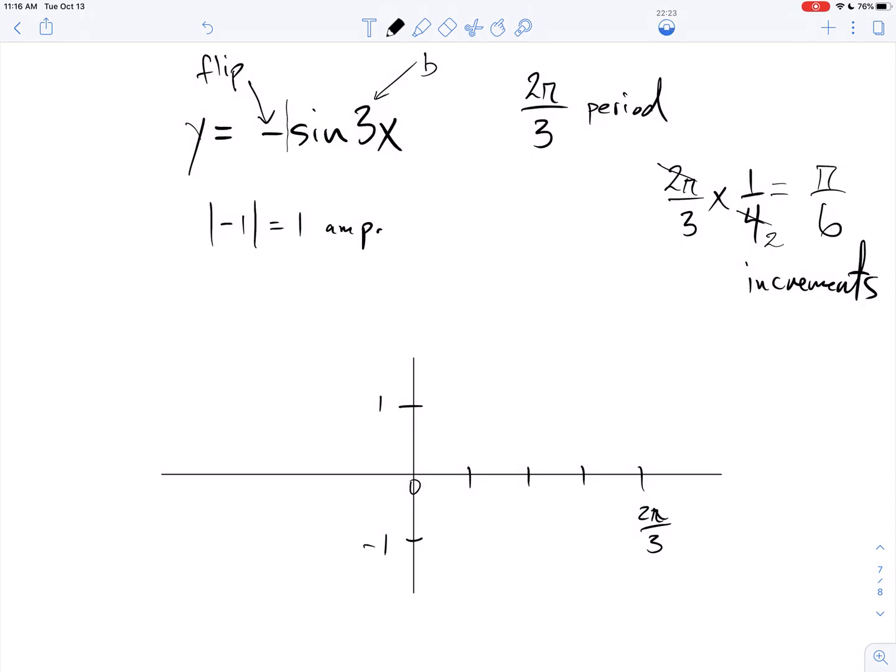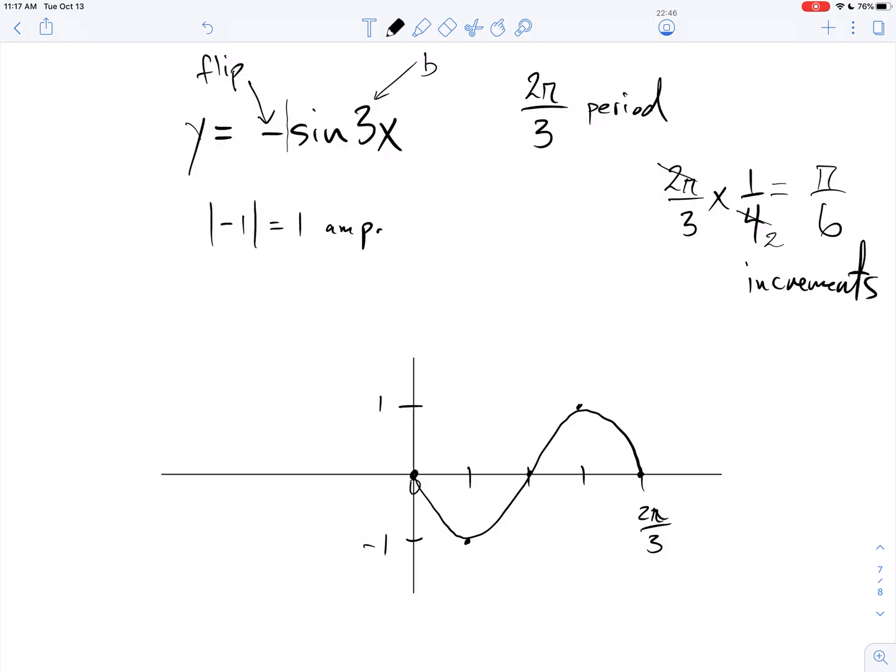I'm going to start on the line because it's sine, but normally sine goes up. But this has been flipped, so it's going to go down. Then it's going to go up, or on the line. Then it's going to go up, and then it's going to go on the line. So when I sketch this graph, it goes like this. That's what it looks like.